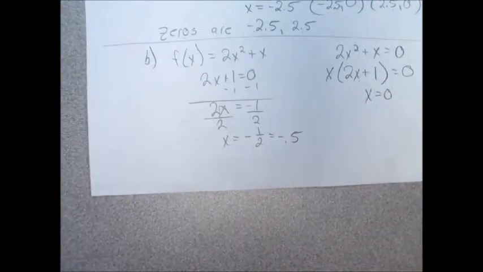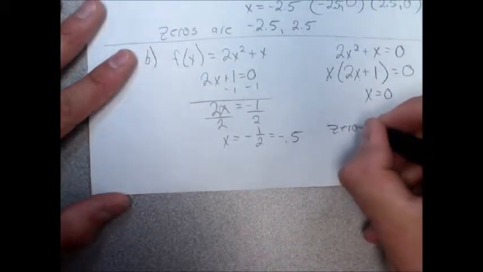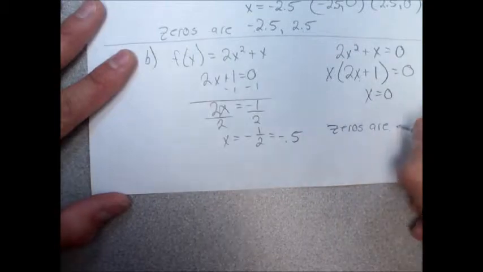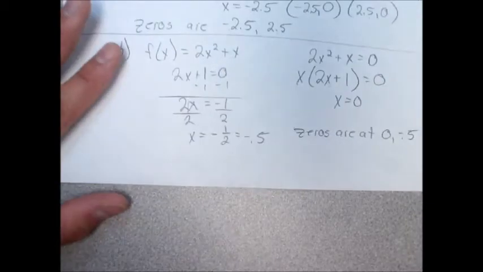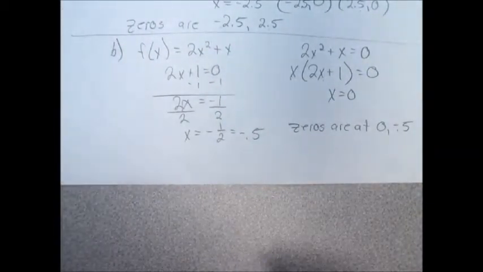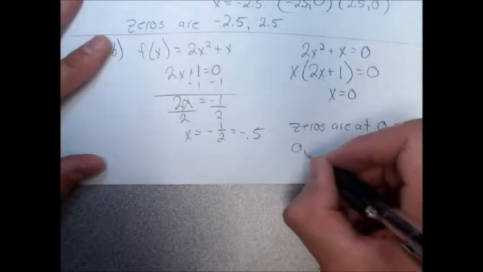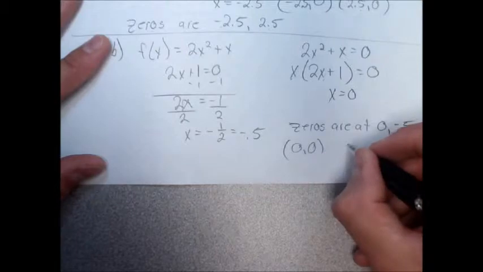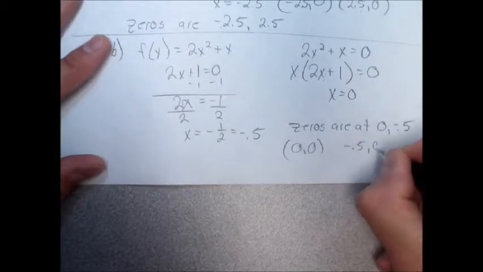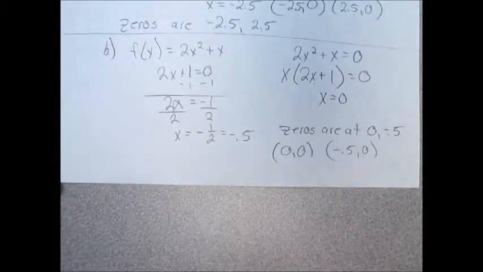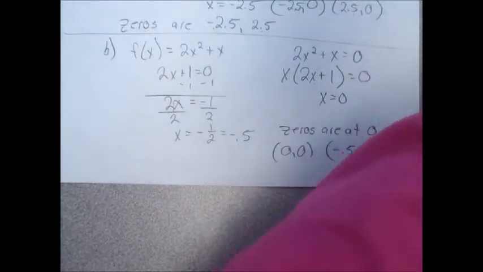So my zeros are at 0 and negative 0.5. If it wanted to know specifically the locations, then I would say (0, 0), which is the origin, and (-0.5, 0). The zeros can also help you graph a quadratic equation. That's actually where they're most useful. Next example. Any questions before we move on?